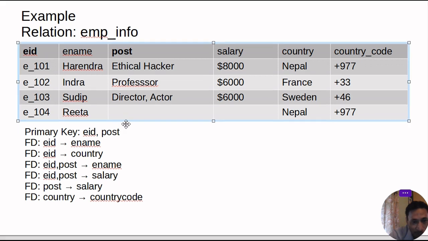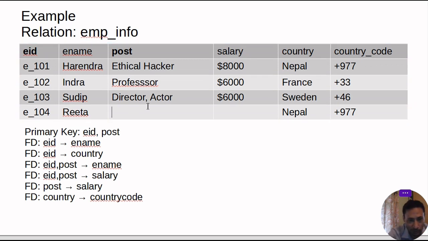Now let's suppose that we know the post of Rita also. Rita is also director, and her salary is 6,000. Now in this table, what we are seeing is country Nepal is repeated in 2 different records, and the country code of Nepal is 977. If you want to change this country code of Nepal to 123, we do this here 123, and we forgot to update in this record. What will happen? Nepal will have 2 different country codes.